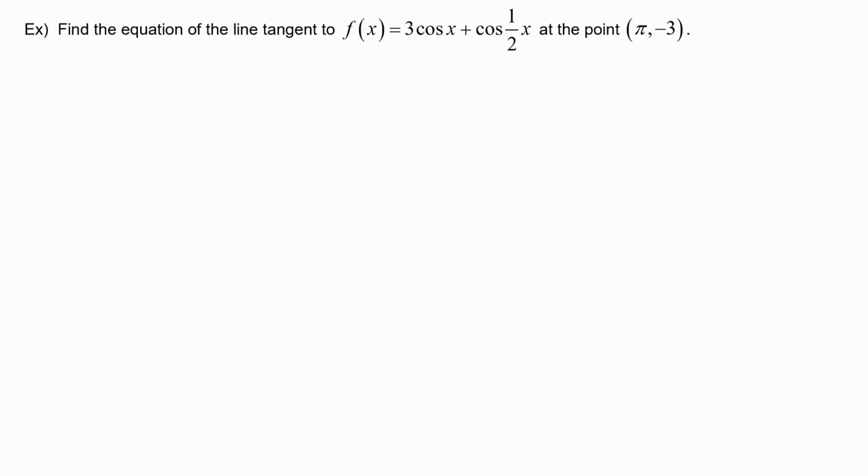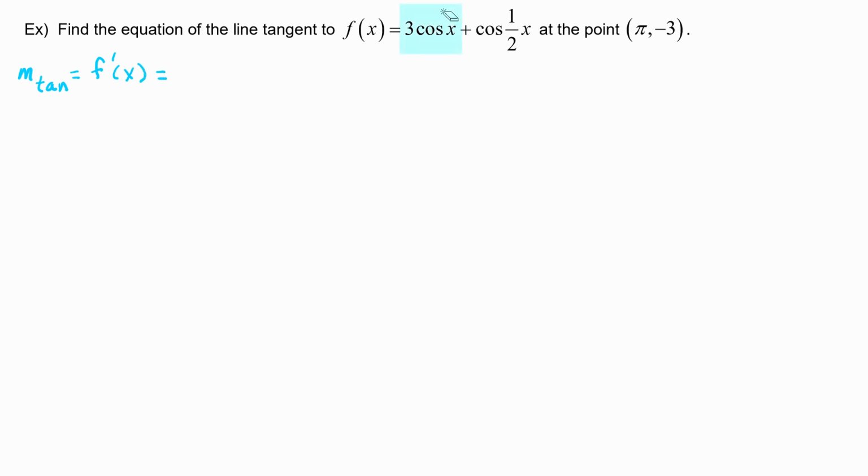In this example, find the equation of the line tangent to f of x equals 3 cosine x plus cosine of 1/2 x at the point pi, negative 3. Now, to find the equation of a line, we know we need 2 things, a point and a slope. And the slope of the tangent line is going to come from the derivative, f prime of x.